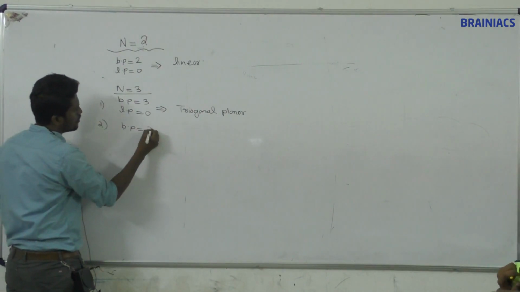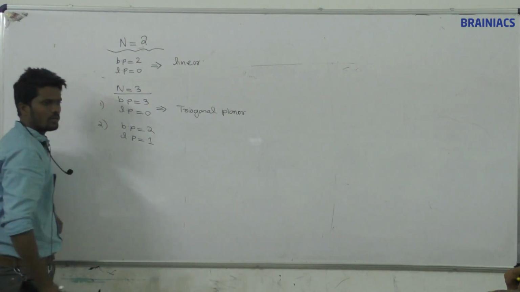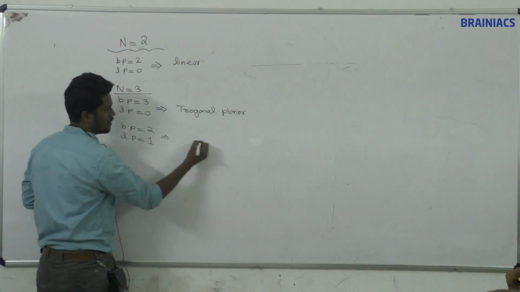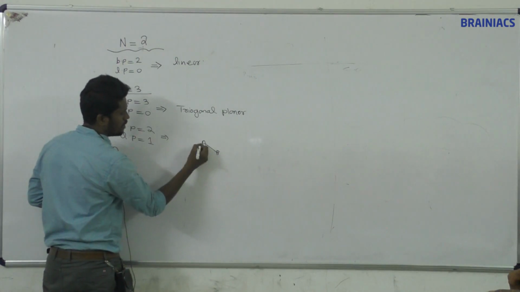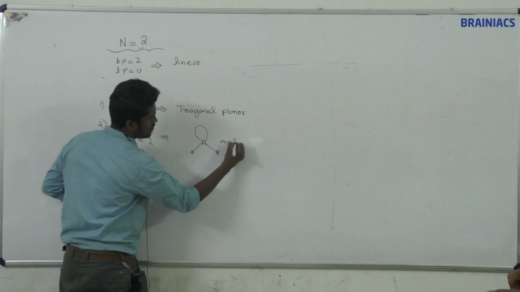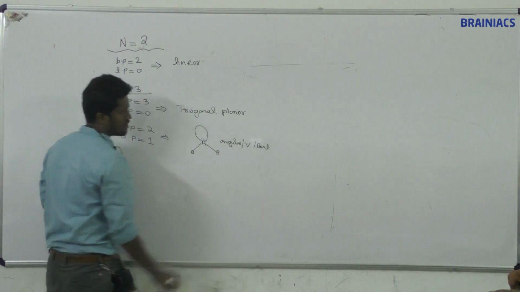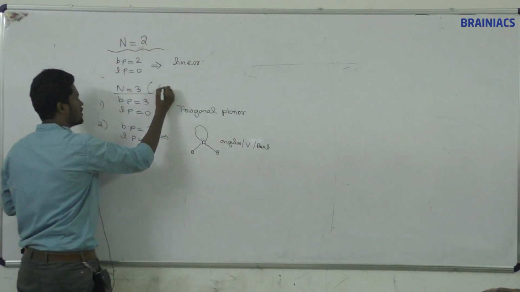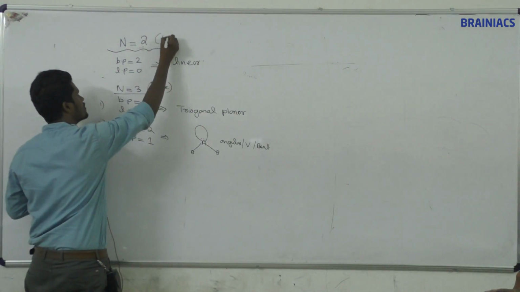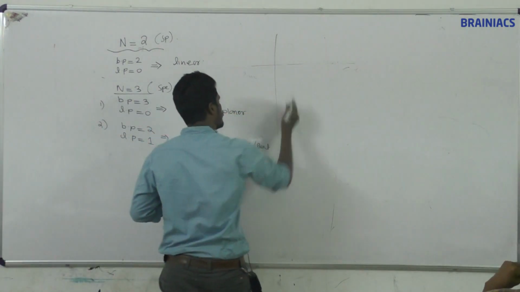Okay, and if bond pair is equal to 2 and lone pair is equal to 1, so what will be the structure? It will be A, B with the lone pair of electrons. So angular or V or bent shape. So what is the hybridization? Again it is sp2.